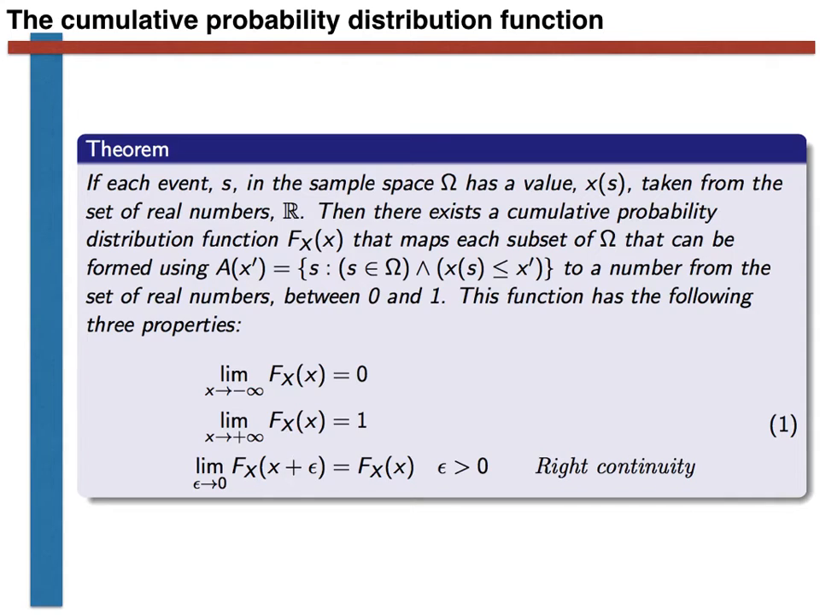We've said that this function has the following three properties. Its limit as you go to minus infinity is 0, its limit as you go to plus infinity is 1, and it has the property of right continuity.